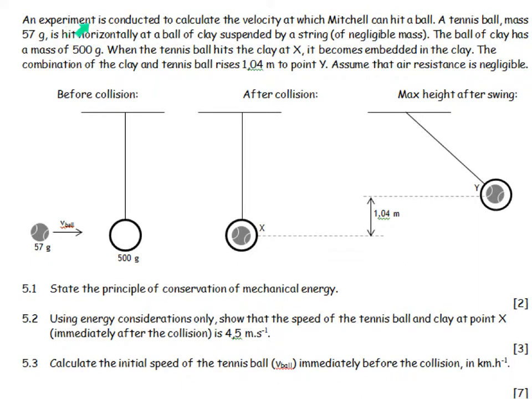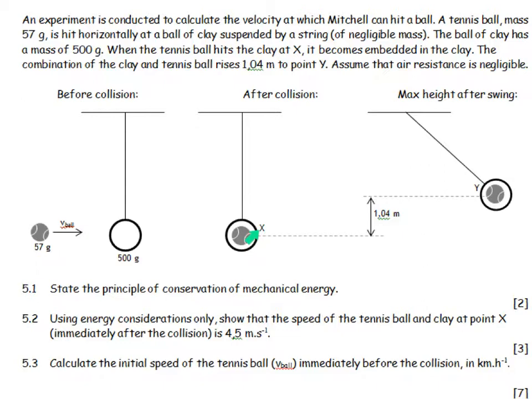This is your classic. An experiment is conducted to calculate the velocity at which Mitchell can hit a ball. A tennis ball, mass 57 grams, hits horizontally into a ball of clay suspended by a string. The ball of clay has a mass of 500 grams. When the tennis ball hits the clay at x, it becomes embedded in the clay.